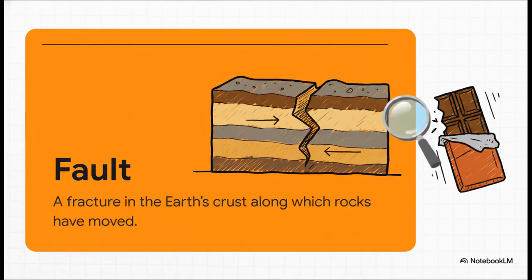So here it is, the official definition. A fault is not just any old crack. It's a fracture in the Earth's crust where, and this is the most important part, the rocks on either side have actually moved. They've shifted, just like the two halves of your chocolate bar slid a little when it broke.